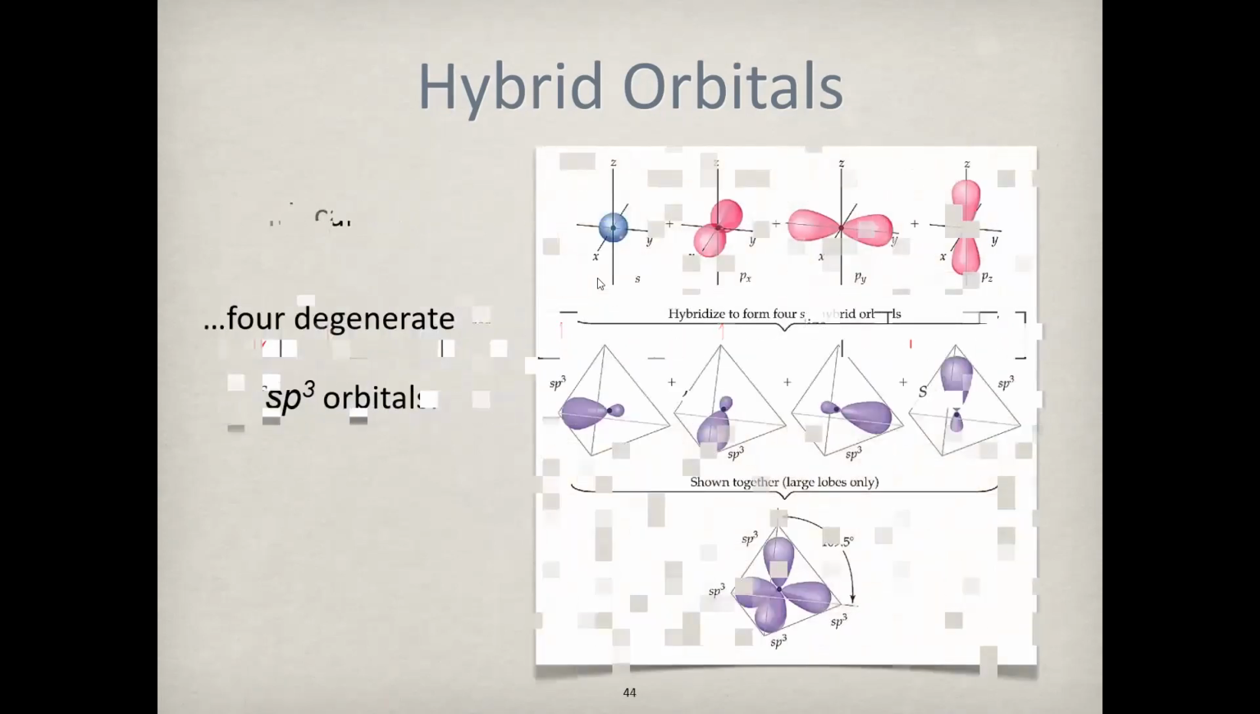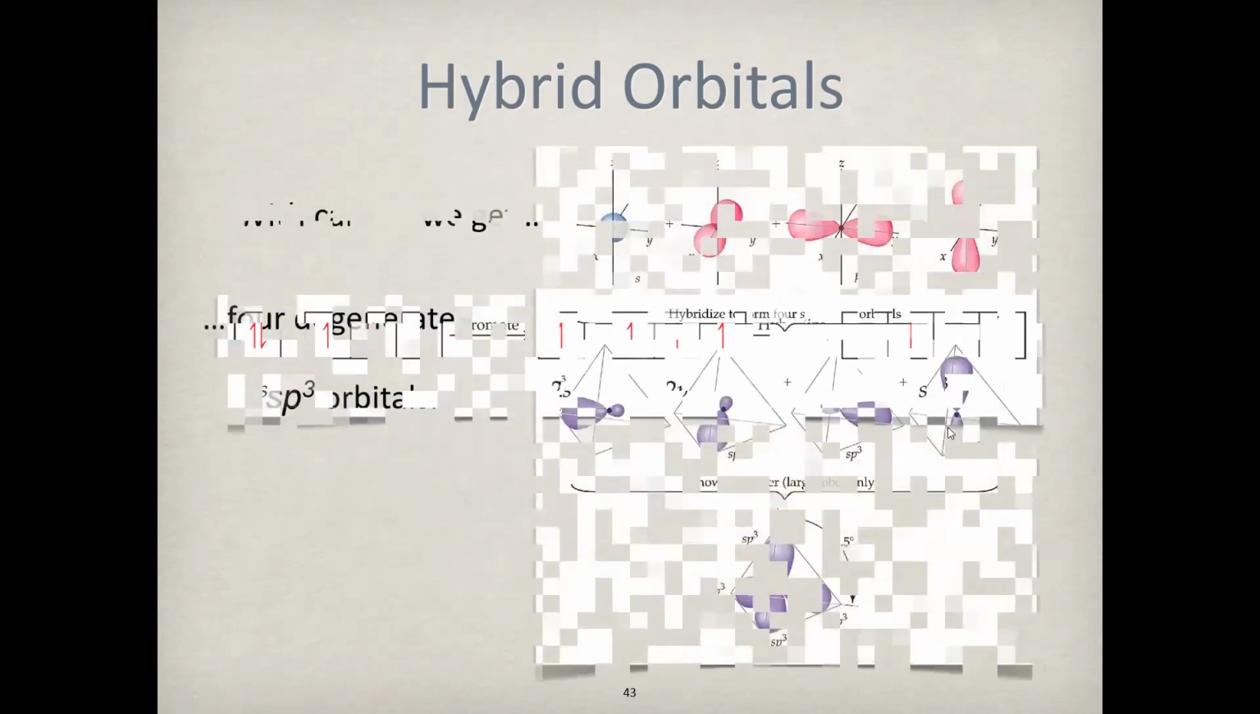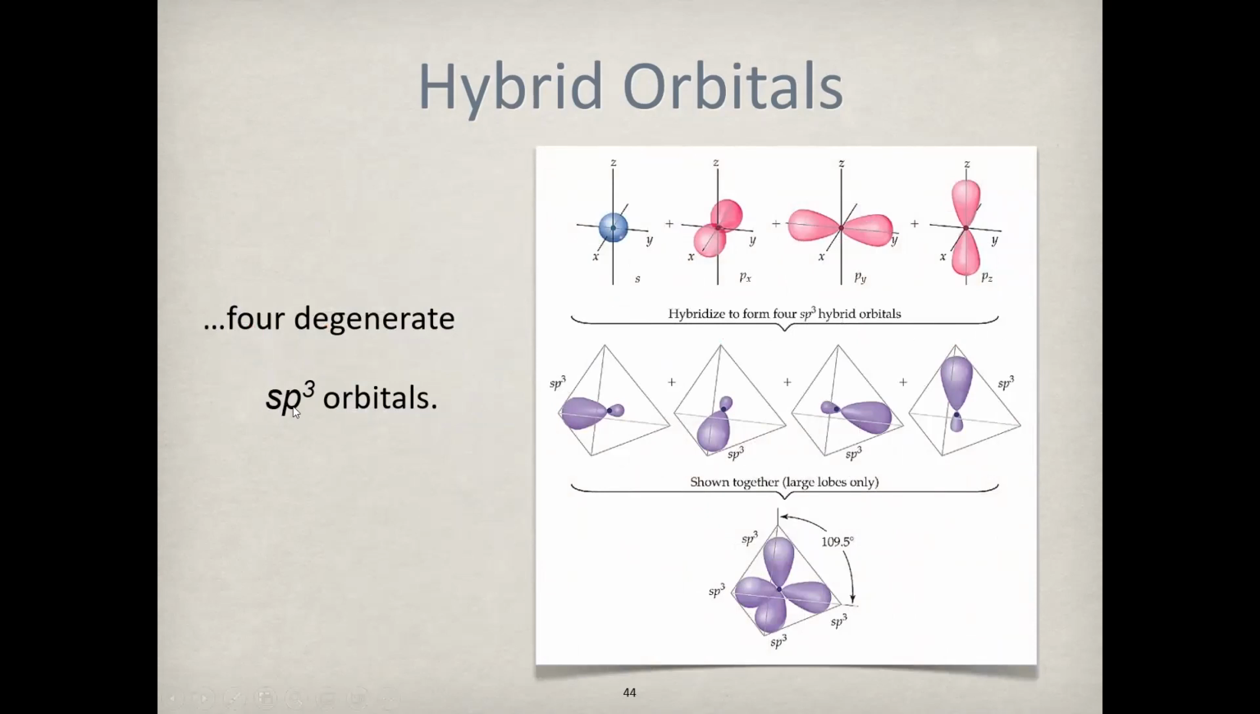We wind up with 4 singly occupied orbitals, and that's why the hybridization would be sp3 there. And then again, when we've got 4 orbitals now, one s and 3 of them p, but they're hybridized, that's why we refer to them as sp3 now.